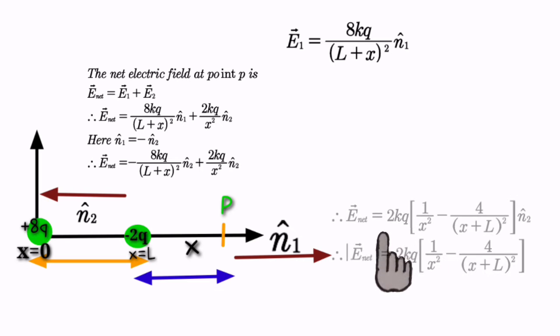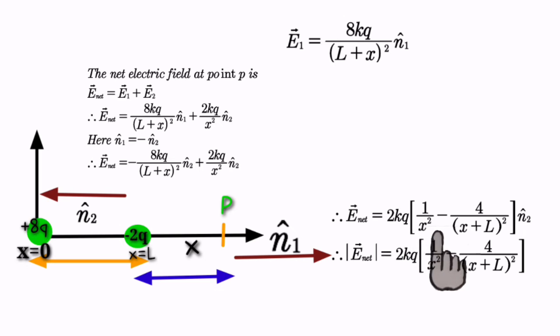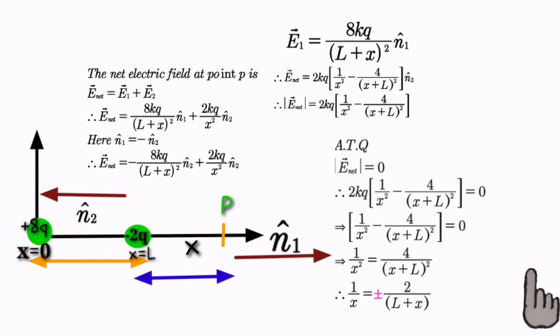Therefore, E net vector is equal to 2kq whole into 1 by x square minus 4 divided by (x plus L) whole square, whole into N2 cap. Therefore, the magnitude of E net vector is equal to 2kq whole into 1 by x square minus 4 divided by (L plus x) whole square. According to the question, the net field at P is 0. Therefore, E net is equal to 0.